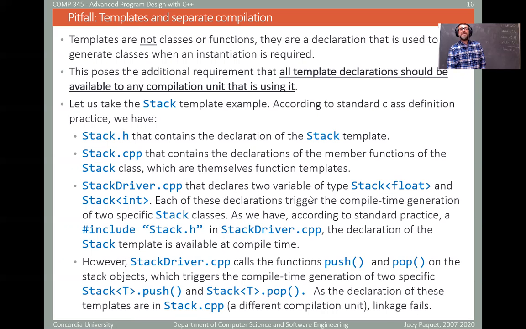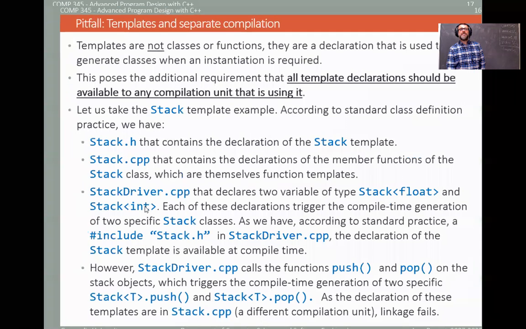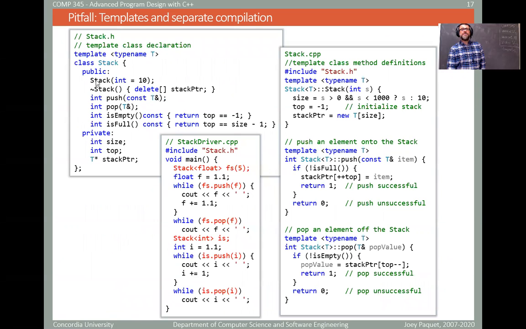Okay, so I have my stack driver that is using a stack of float and a stack of int. As the template, the compiler sees these declarations of stack of float and stack of int, then it would actually need to have the declaration for this template class. In this code here, this is preceded by #include stack.h. So before the compiler comes here, it already read this file beforehand. So it started by reading this here.